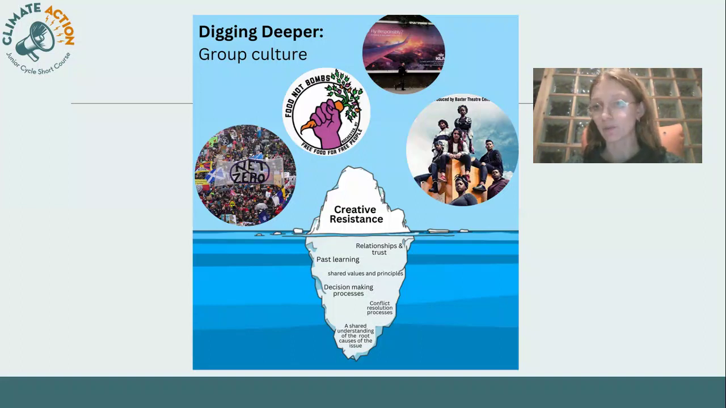They've got ways of making decisions together. They've got ways of dealing with conflict. They've got past learning of other issues, of other times they've worked in groups that they've brought to the group that mean that maybe this group works really well together. And they've got an understanding of the root causes of the issue. So they're really trying to work to change the issue by addressing the root causes.